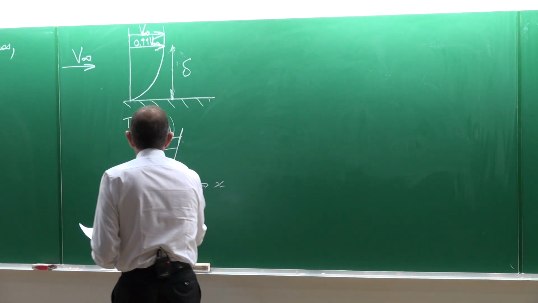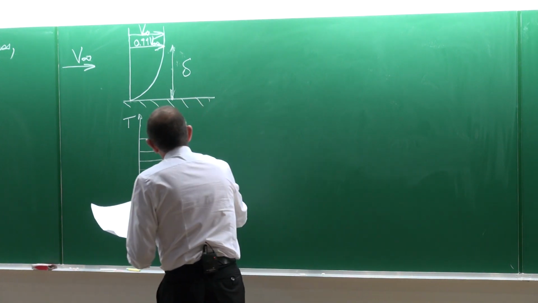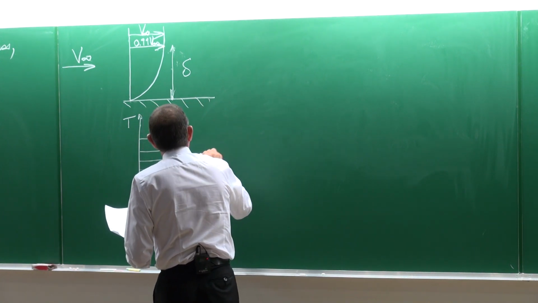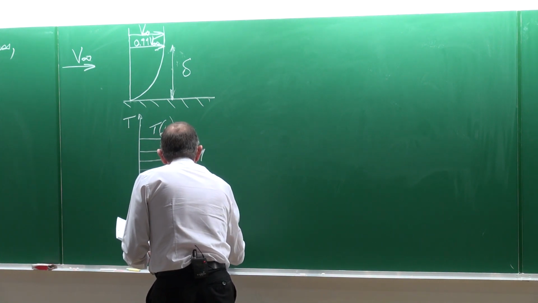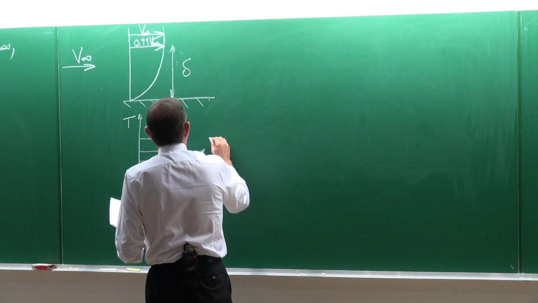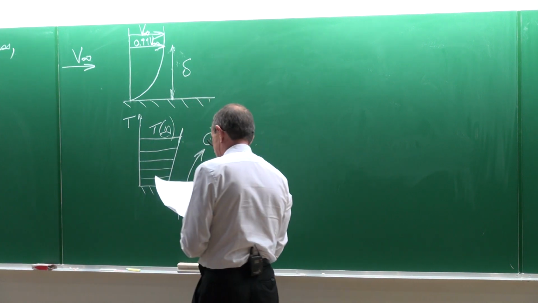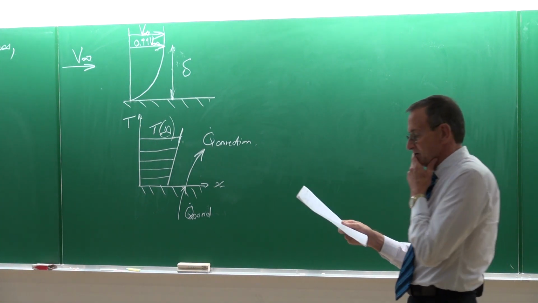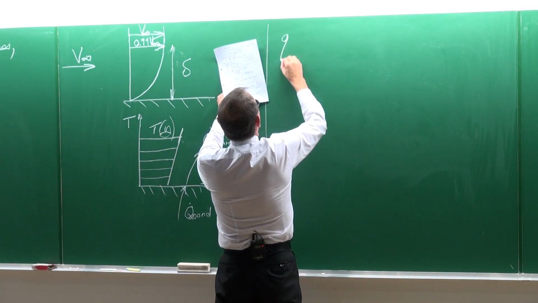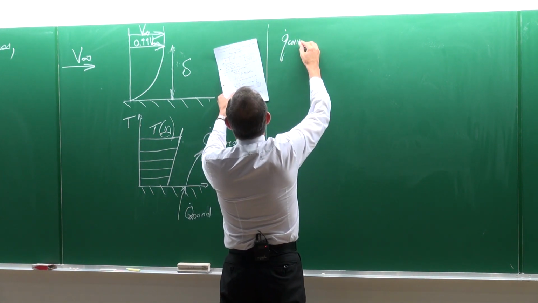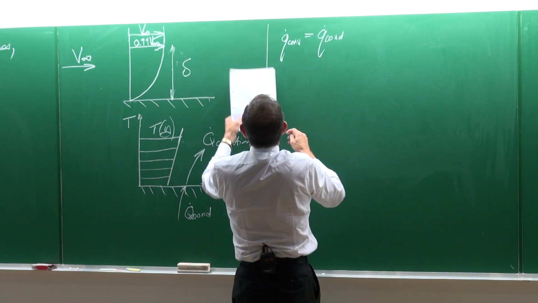Now the important thing is that if this is the wall, then the heat transfer on the surface will always be from conduction to convection. So that would be the heat transfer rate of conduction, and that would be the heat transfer rate of convection. On the surface, it therefore means that we can say that the convection heat transfer rate, the flux, is equal to that of the conduction on the surface.